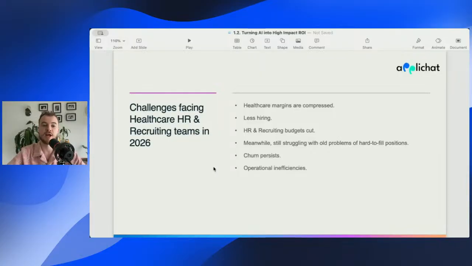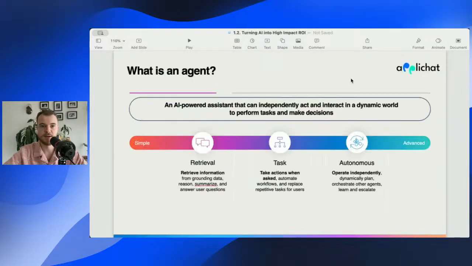So there's a lot of headwinds, I think, for healthcare HR and recruiting teams in 2026. And everyone's looking for solutions to weather the storm. And that's where AI agents, I think, could potentially come in and help a lot of you.